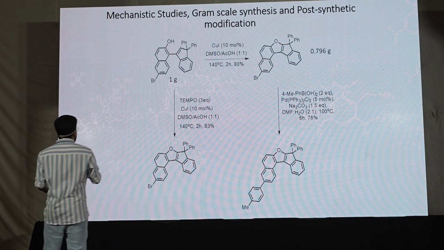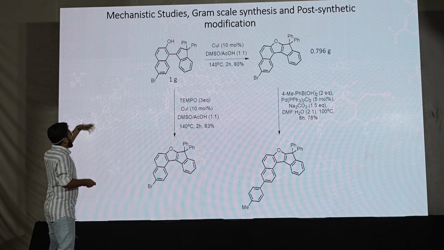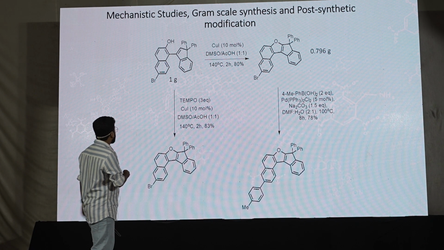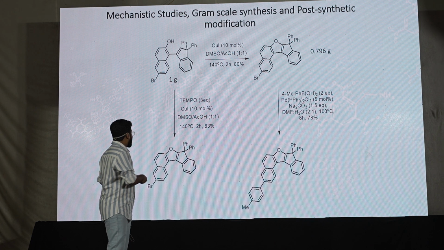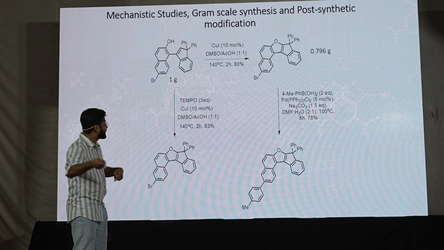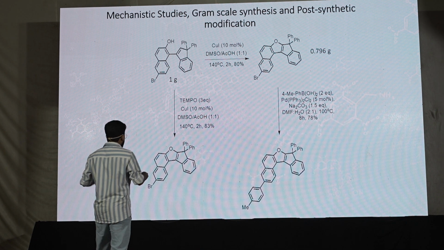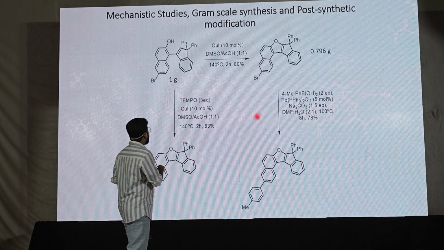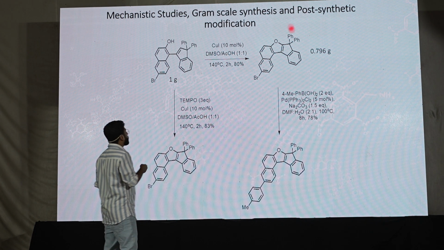To understand the mechanism of the reaction and to check if the reaction proceeded through a radical formation, we introduced a radical scavenger in the form of 3 equivalents of TEMPO, and after 2 hours, the expected product was isolated in 83%, which proved the absence of any radical in the mechanistic pathway. To test the scalability of the reaction, a gram scale synthesis was also performed, and after 2 hours, 80% of the product was isolated.